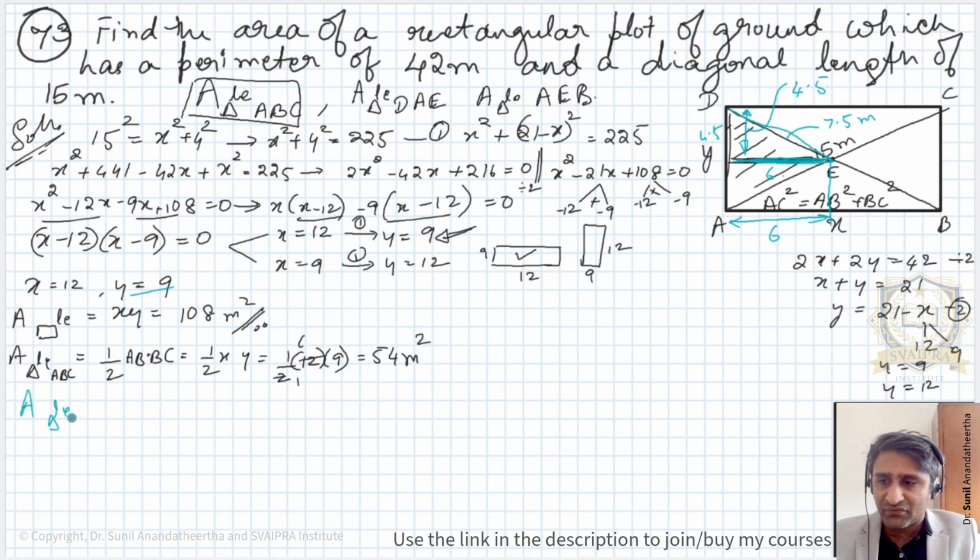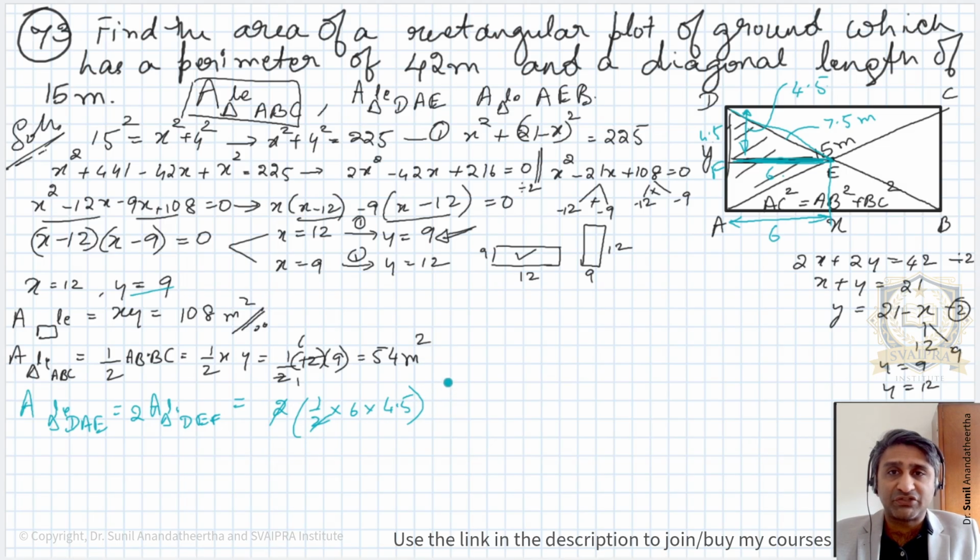The area of the triangle DAE is, if I call that point F, 2 times the area of the triangle DEF. Let me write that properly: area of the triangle DEF. So this is going to be 2 times half into base. The base is going to be 6, the height is going to be 4.5. So the 2 and 2 go away. 6 times 4.5: 6 times 4 is 24, 6 times 0.5 is 3, and 24 plus 3 is 27 meters square.